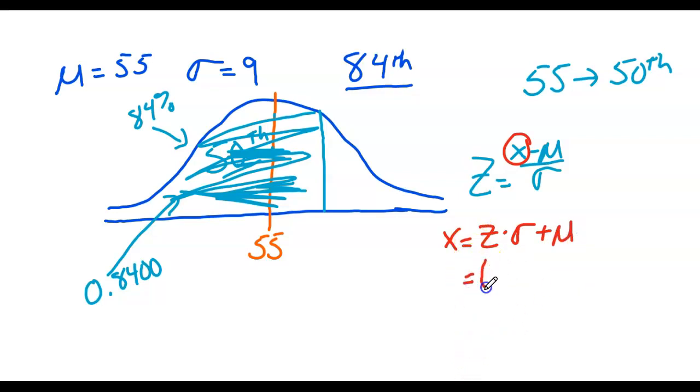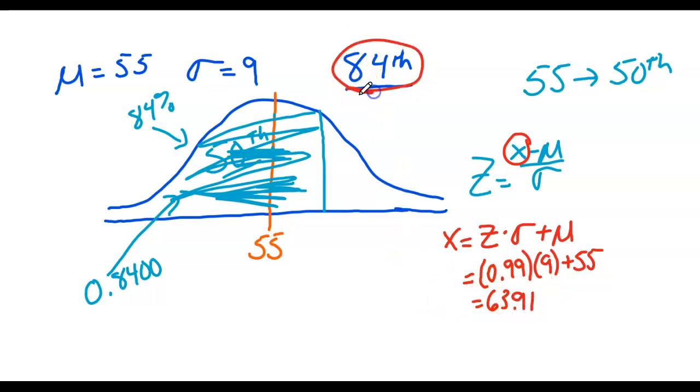So in our case, our z-score was 0.99. Our standard deviation is 9. And then our mean is 55. Multiply the 0.99 times the 9. Add the 55. And you will get 63.91.